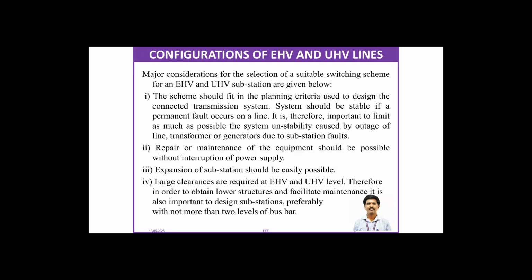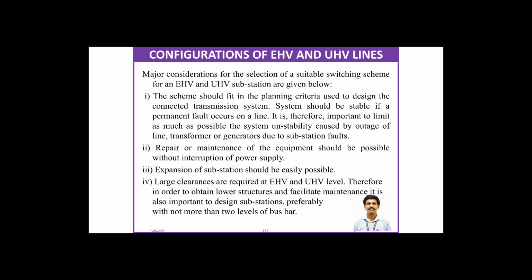The configuration of EHV and UHV lines: EHV stands for extra high voltage and UHV stands for ultra high voltage. The major considerations for the selection of a suitable switching scheme for EHV and UHV substations are: the scheme should fit the planning criteria used to design the connected transmission system. The system should be stable. If a permanent fault occurs on a line, it is important to limit as much as possible the system instability caused by outage of a line, transformer or generators due to a substation fault.